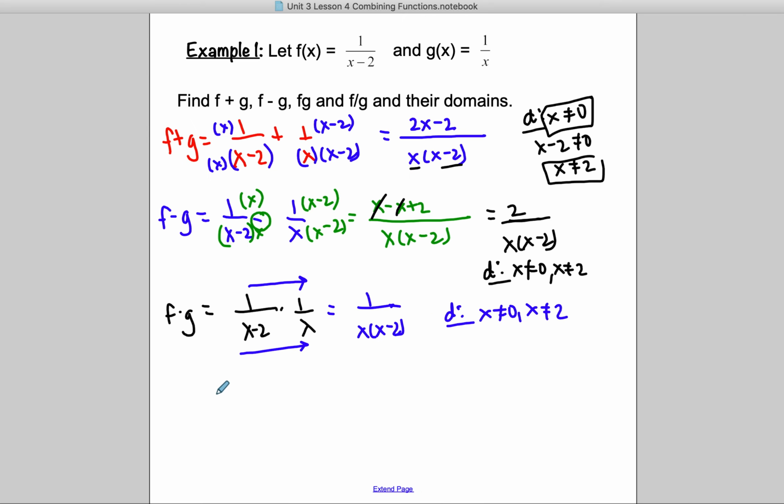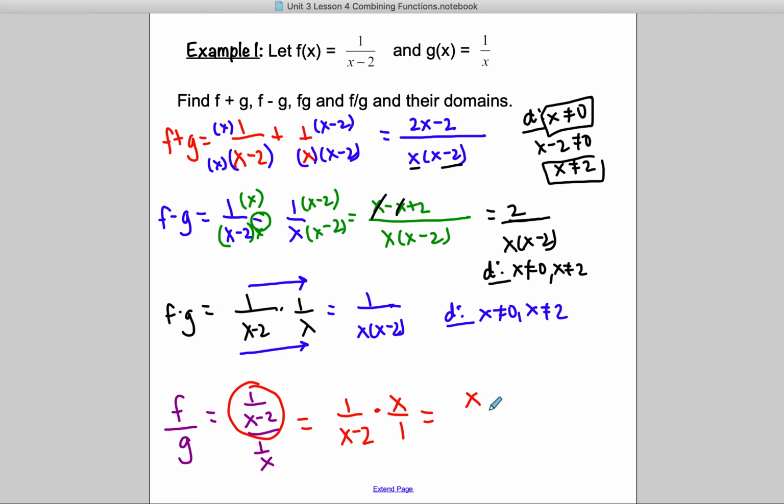And then the very last one we gotta do is f divided by g. Okay, so function f, 1 over x minus 2, divided by 1 over x. When we divide fractions, we really can multiply by the reciprocal. So the top stays the same, and we flip and multiply by this one. So it's 1 over x minus 2 times we flip and multiply by the bottom. So x over 1. Now that I'm multiplying, I just multiply across. So I have x all over x minus 2.